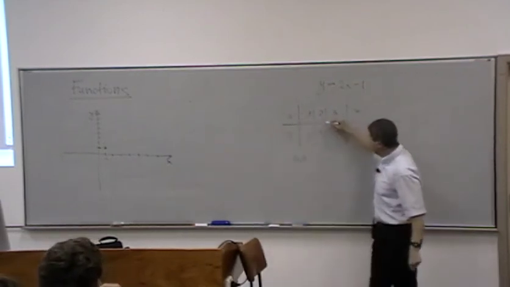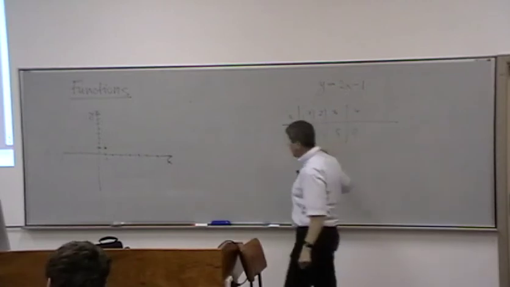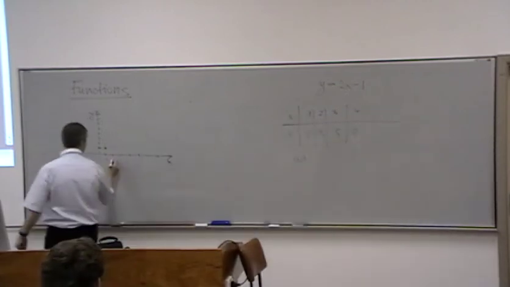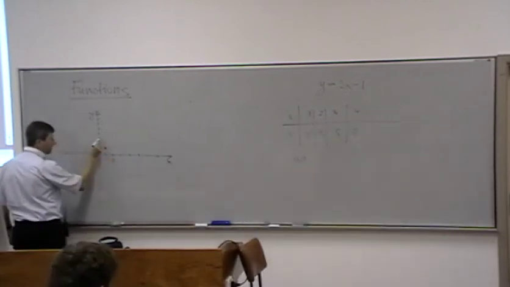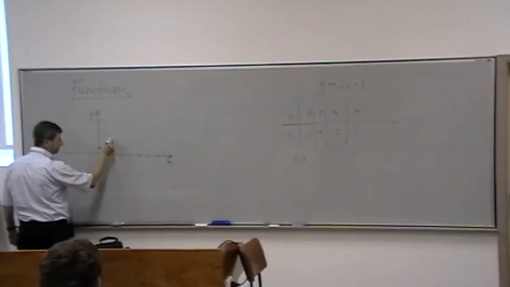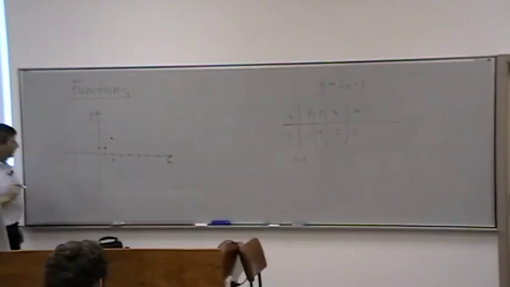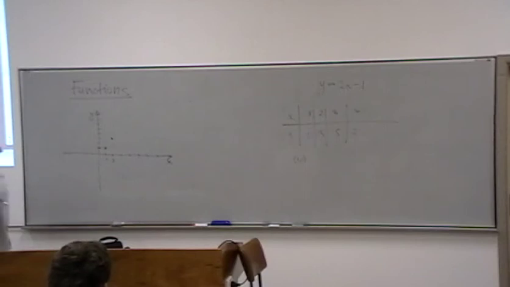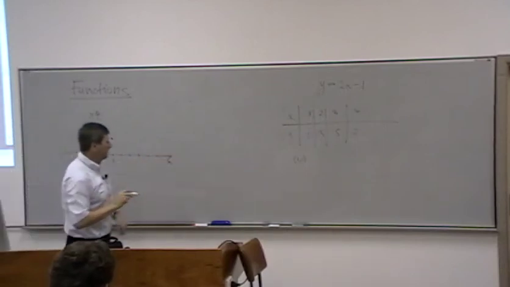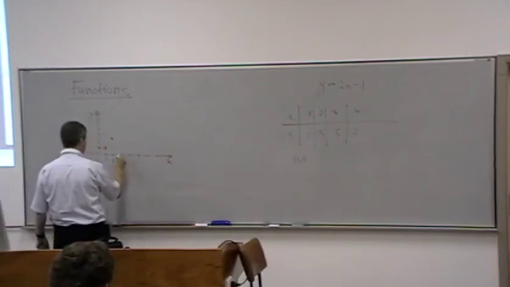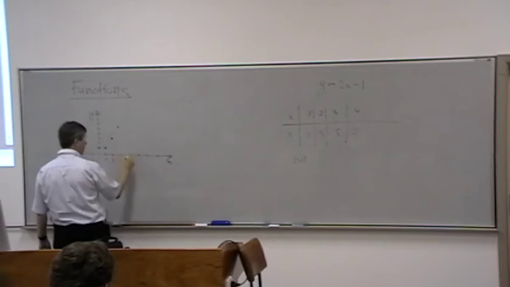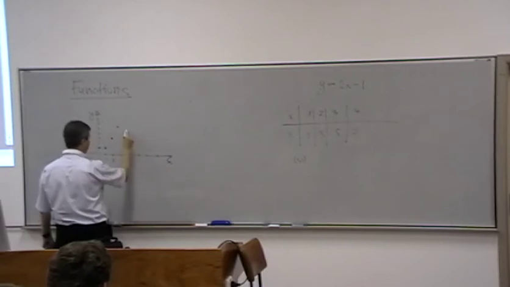Then I have another pair of input and output, 2, 3. So 2 on the x-axis, 3 on the y-axis, a point like this. And same with 3, 5, and 4, 7.